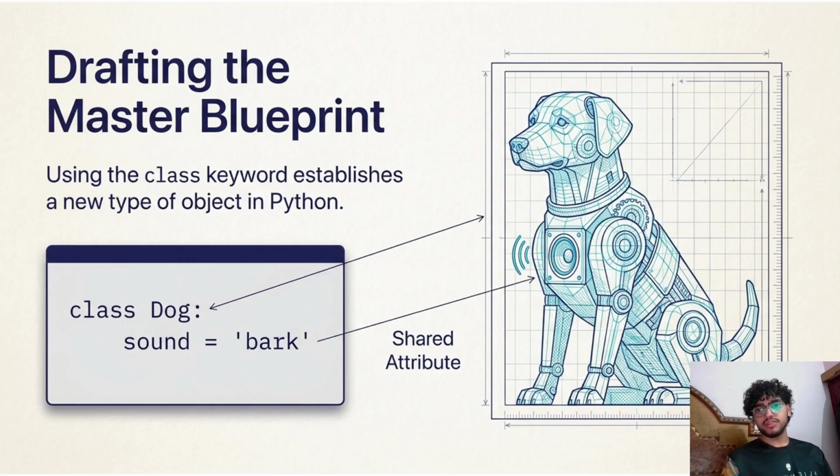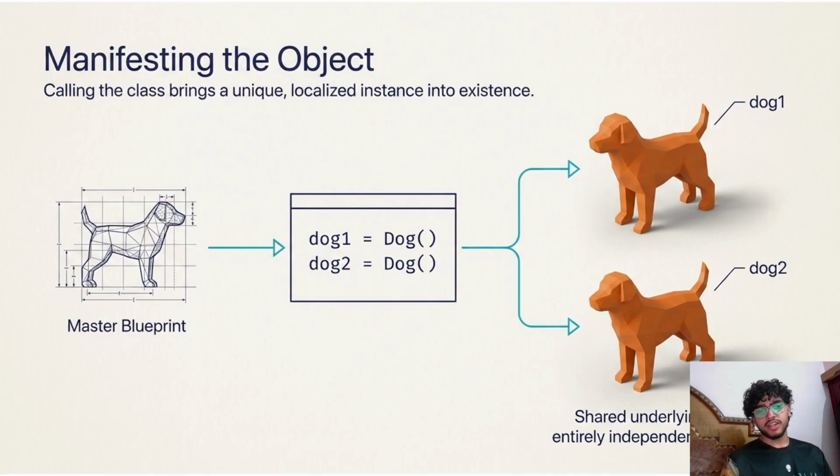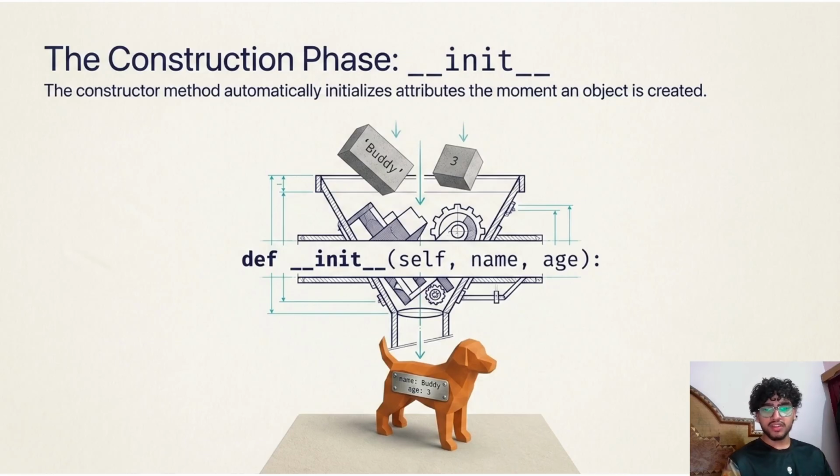Now it's a shared attribute. I have told it in the earlier PPT. Calling the class brings a unique localized instance into existence. Now the master blueprint is this, and there are two different dogs, and they are independent structures with independent object names. So this is basically a default syntax for everything.